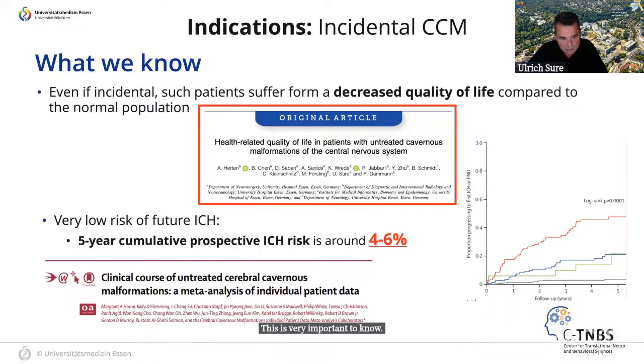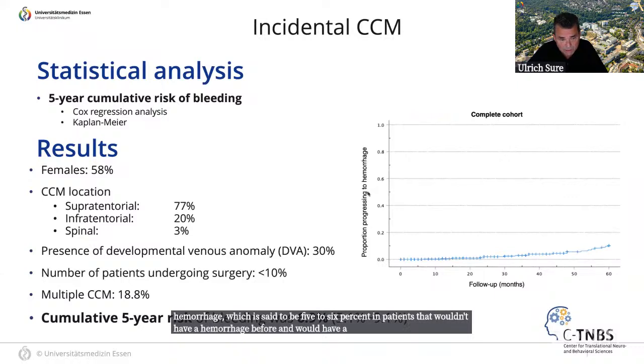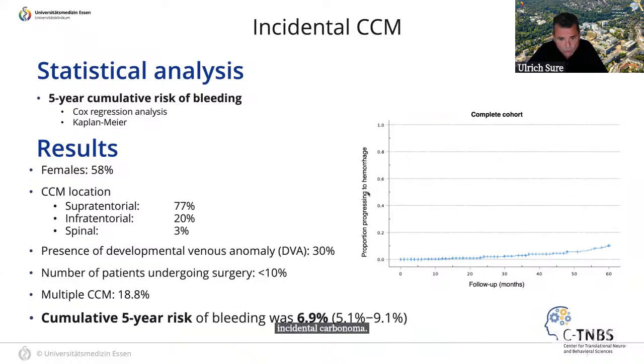And Dr. Fleming has already shown that there is a quite low risk of hemorrhage, which is said to be 5 to 6% in patients that haven't had a hemorrhage before and have an incidental cavernoma. These are the data from our own database that shows a cumulative 5-year risk of all patients of only 7%.